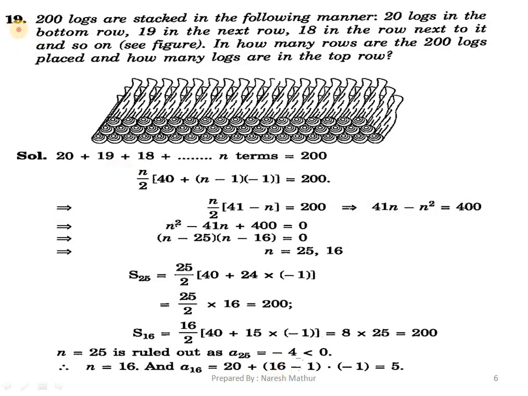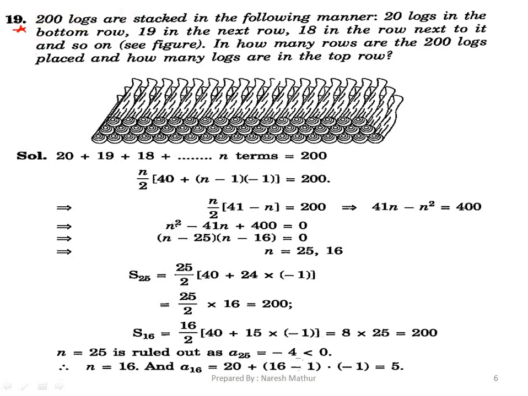Next question, again a good one, and the last one is also good. We are given a total of 200 logs stacked in the form of 20, 19, 18 and so on. The question is how many rows will be there to stack 200 logs, and how many logs are in the top row. So we have to find two things. We have to find n and we also have to find an.